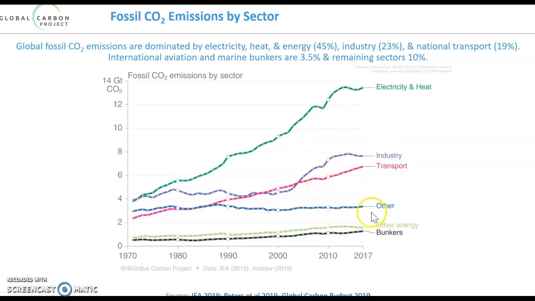Electricity and heat, industry, transport are the big 3. And this includes heating buildings, homes, and everything that we do with electricity for our uses. And so if you were going to try to reduce the carbon dioxide emissions, the obvious places to look might be here and here and here.